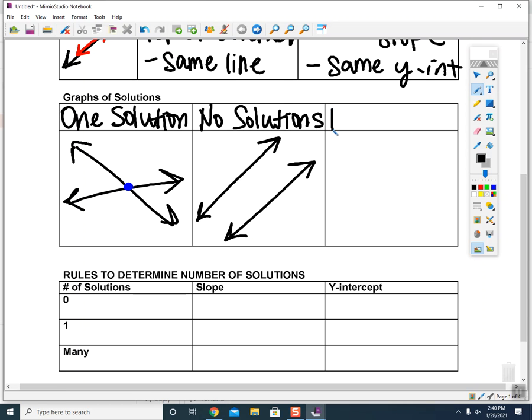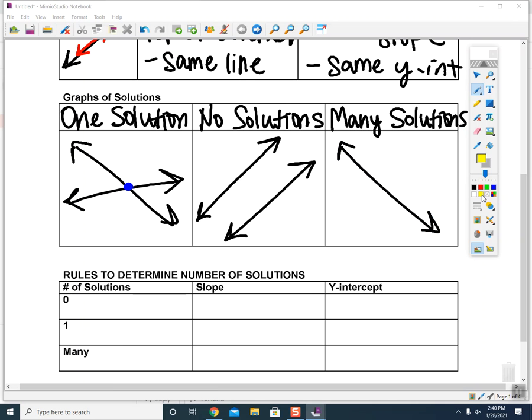I can also have many solutions or infinite solutions. If I have many solutions, that's the case where I'm going to have one line here, and then I could have another line right on top of it. And this makes sense, right? Because many solutions is however many places they intersect. If one line is on top of another line, it's constantly going to intersect. So it's just going to go on forever.